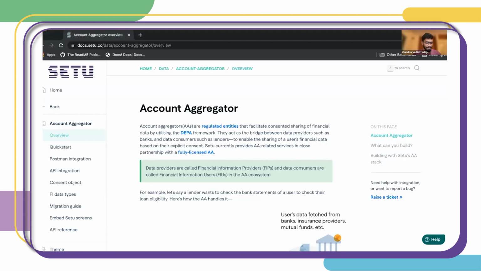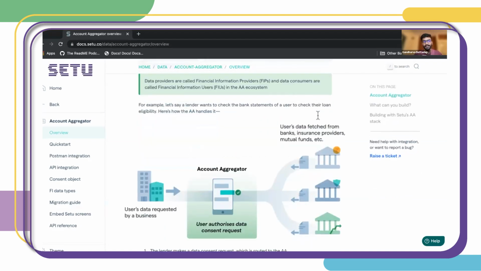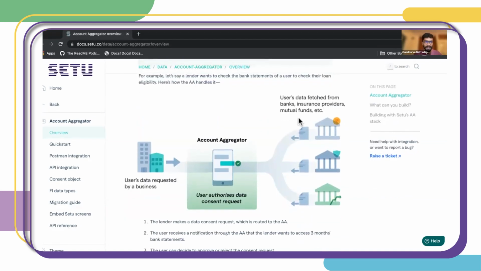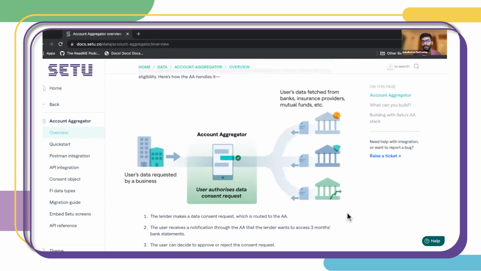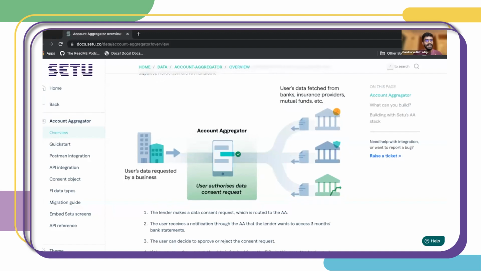Anyways, account aggregator is basically a framework designed by Sahamati, an organization appointed by the RBI. It basically enables sharing financial information, that is information like my bank account details, my mutual funds details, my insurance details, all via a simple consent mechanism.